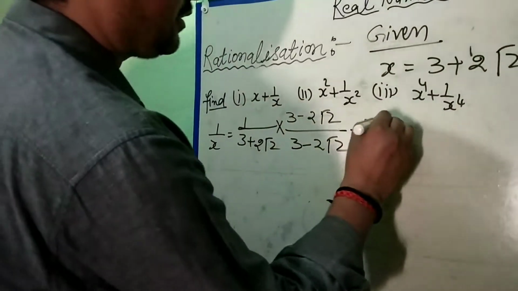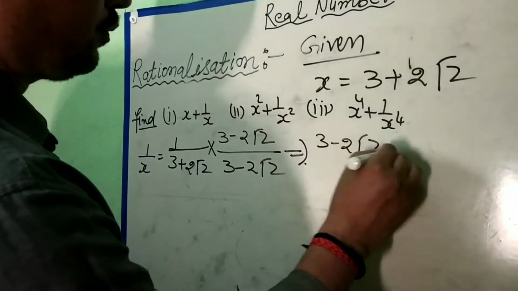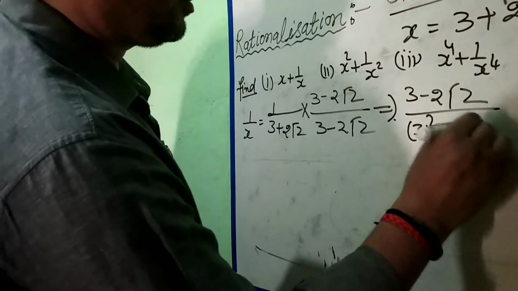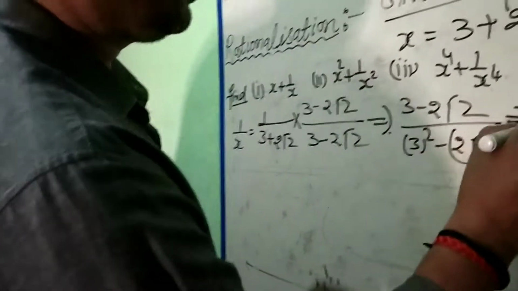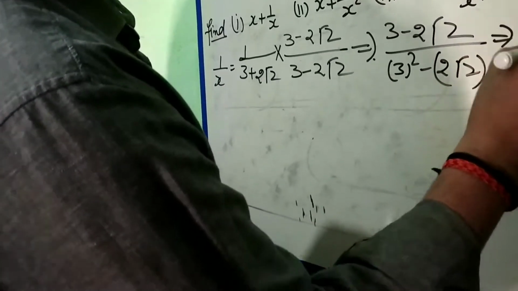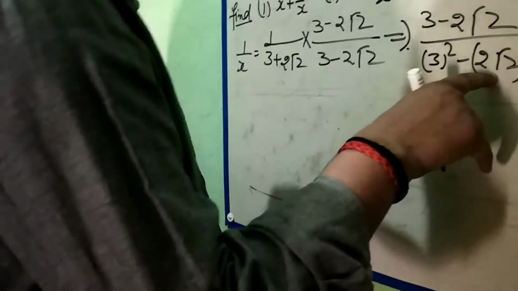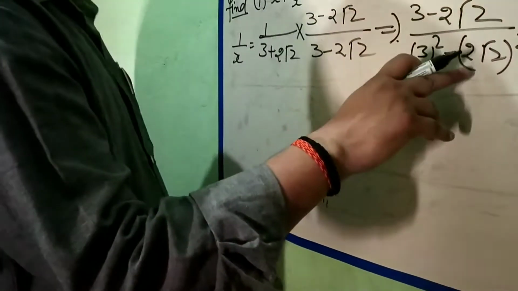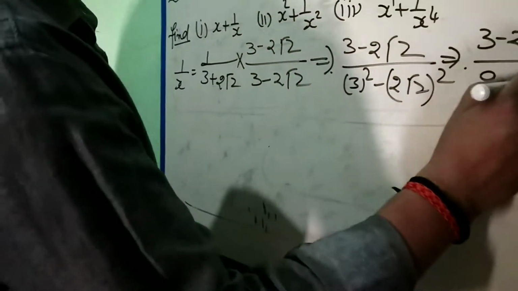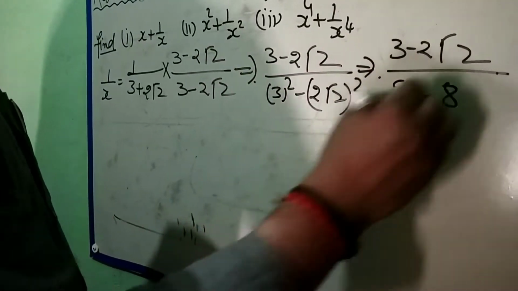Ultimately, see here, ones are multiplied, 3 minus 2 root 2, and here it is 3 square minus 2 root 2 square. No change in the numerator, that is 3 minus 2 root 2, and in the denominator 3 square is 9, and 2 root 2 square is 4 times root 2 square, which is 2, 4 twos are 8, 9 minus 8.